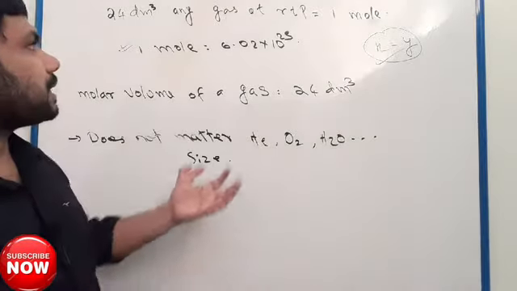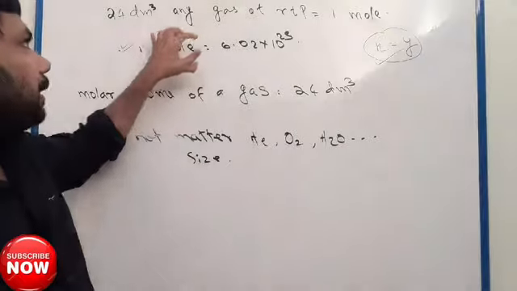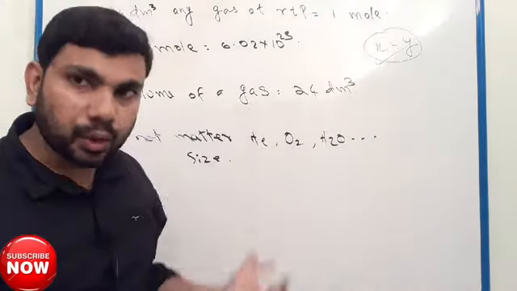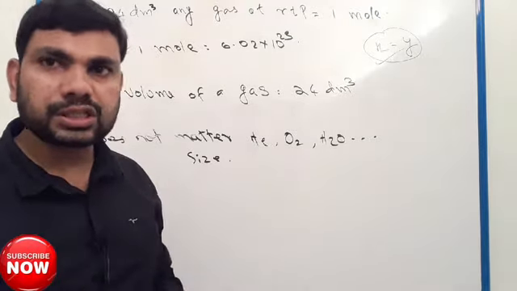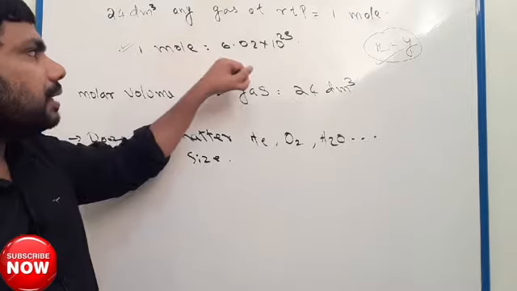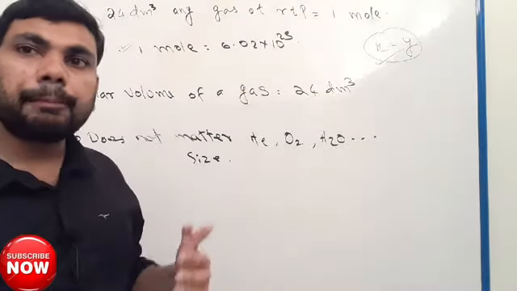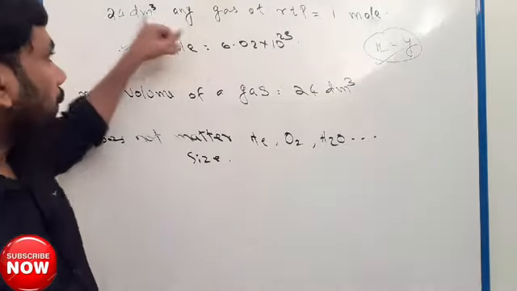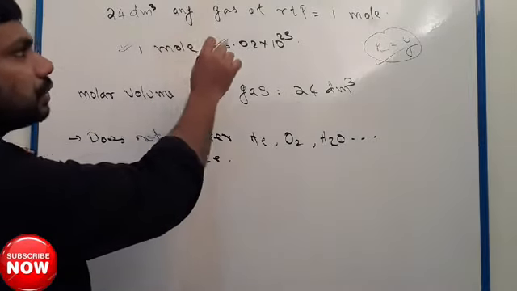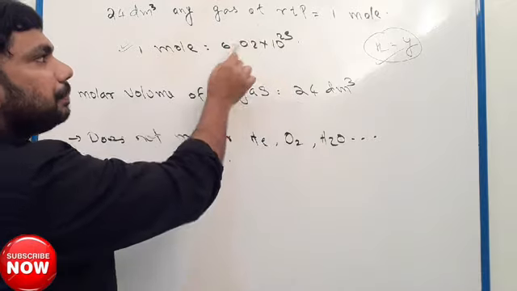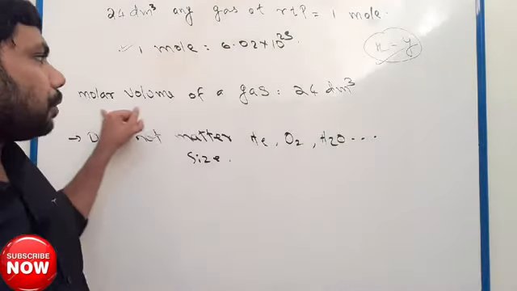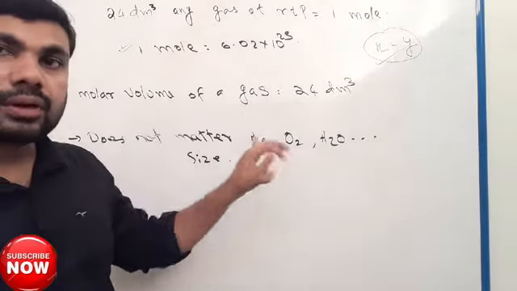Any gas at RTP, its volume is 24 decimeter cube, it is 1 mole. We know 1 mole of substance, 1 mole hydrogen, 1 mole oxygen, 1 mole water, anything, 1 mole means it contains 6.02 times 10 to the power 23 atoms. So you can say 24 decimeter cube of any gas at RTP contains this much number of atoms.